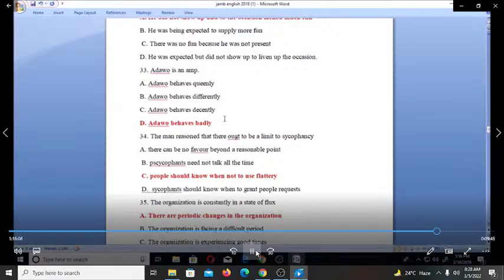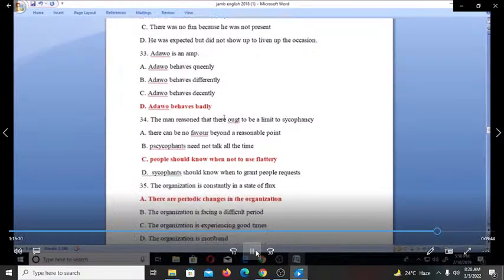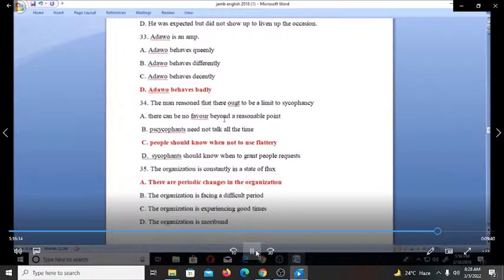The organization is constantly in a state of flux. A, there are periodic changes in the organization. B, the organization is facing a difficult period. C, the organization is expecting good times. D, the organization is moribund. So A is the answer.